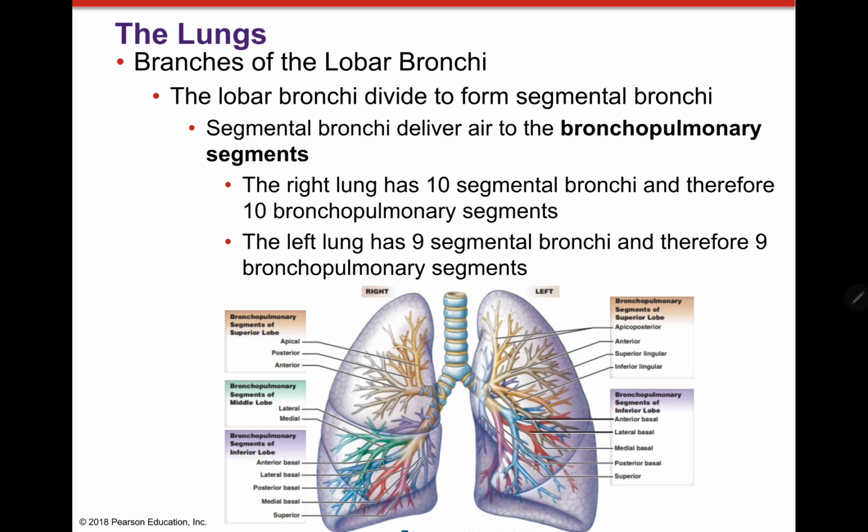The lobar bronchi will divide to form, again, the segmental bronchi. Remember, lobar is secondary, segmental is tertiary. The segmental bronchi then deliver air to that specific region of the lung, that bronchopulmonary segment. The right lung has 10 segmental bronchi and therefore 10 bronchopulmonary segments, whereas the left lung has 9 segmental bronchi and therefore 9 bronchopulmonary segments.